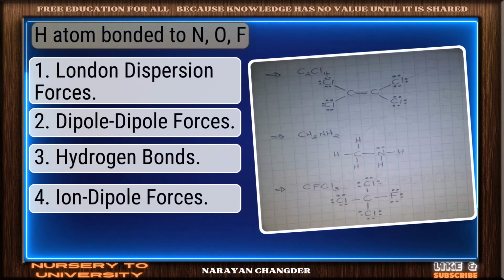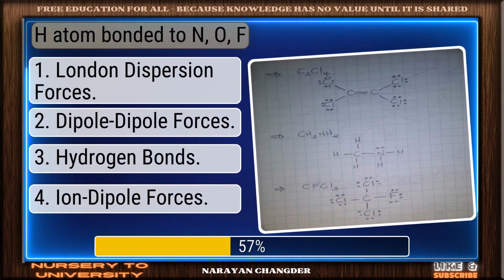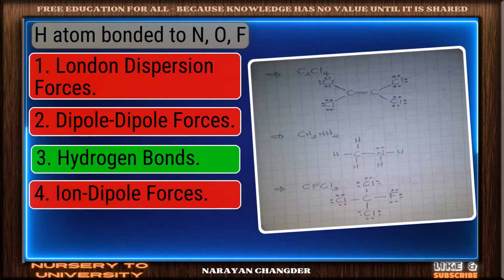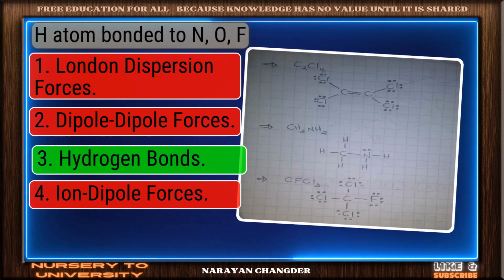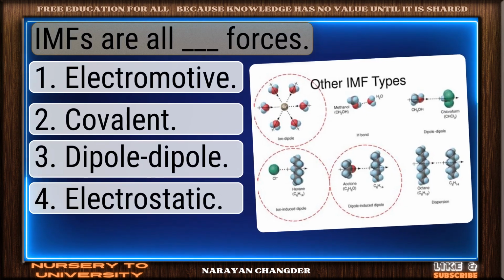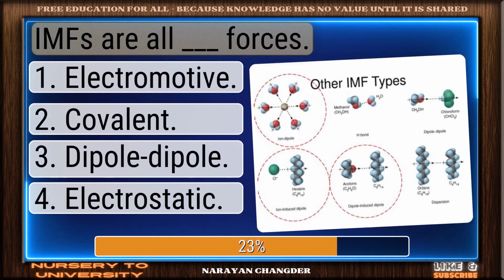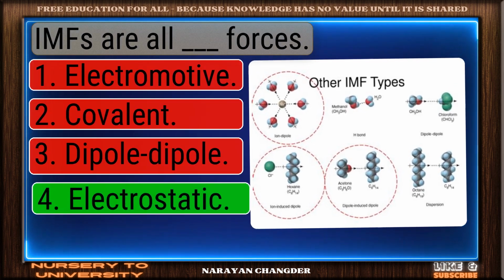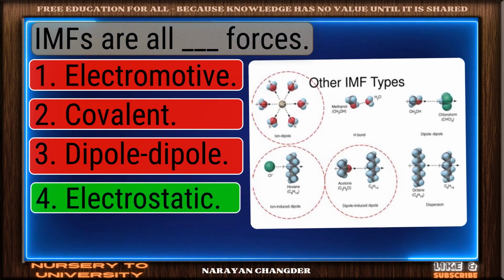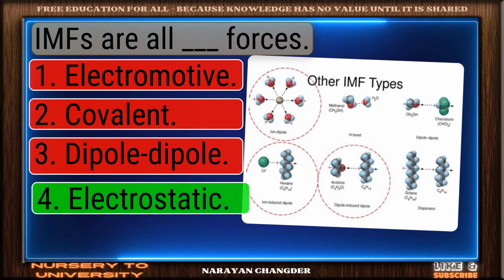H atom bonded to N, O, F. Great thinking. Hydrogen bonds is the right choice. IMFs are all dash forces. On track. Electrostatic is the correct answer.